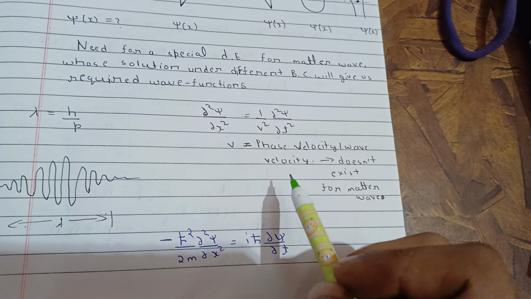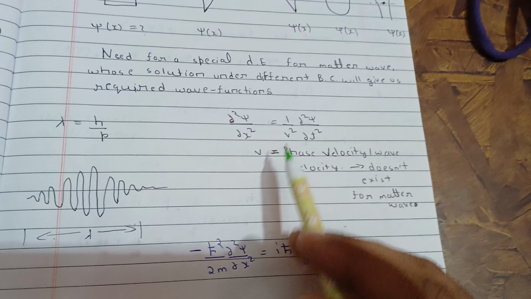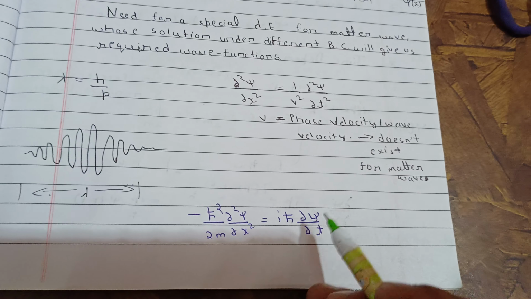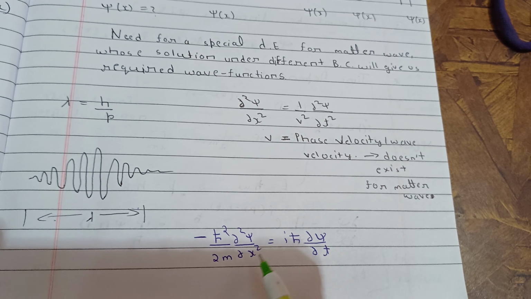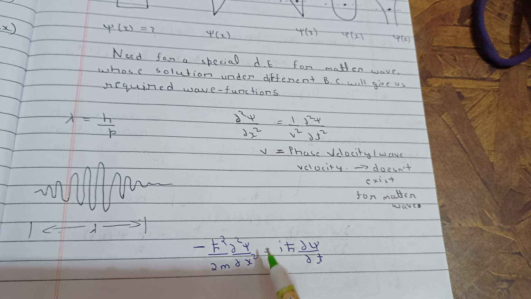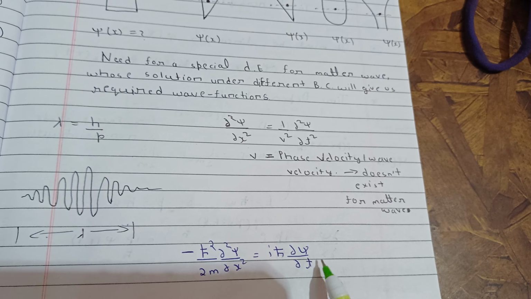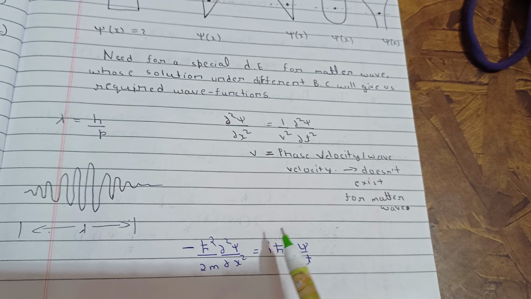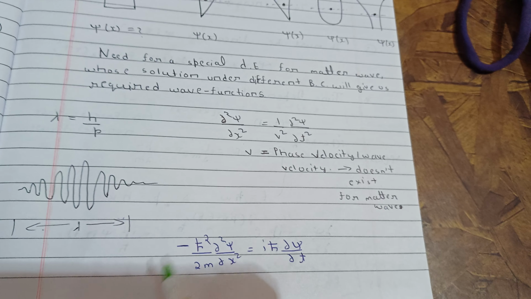Now we already know that we can't define our matter wave in this form. From the Schrodinger wave equation, for a free particle, the equation comes out this way: minus h bar square by 2m del square psi by del x square equals i h bar del psi by del t. This is the time dependent Schrodinger wave equation. We derive this because for a free particle, the potential V is 0. That's why we get this equation.